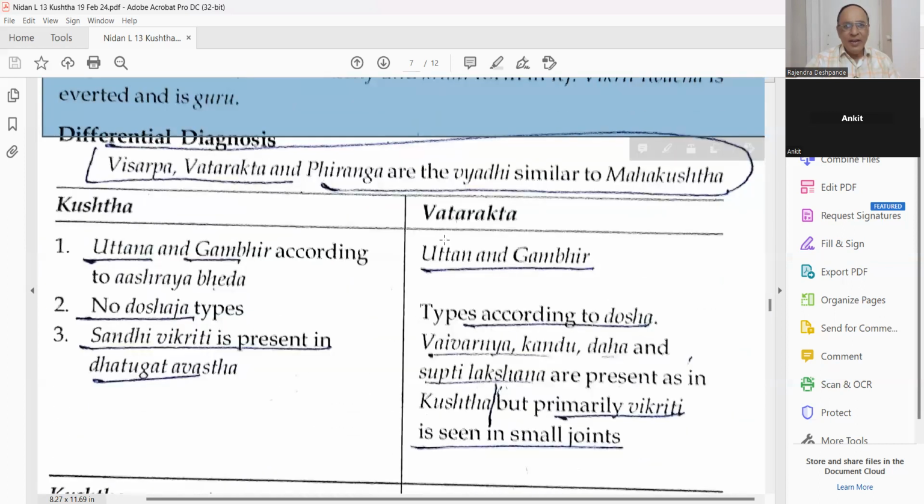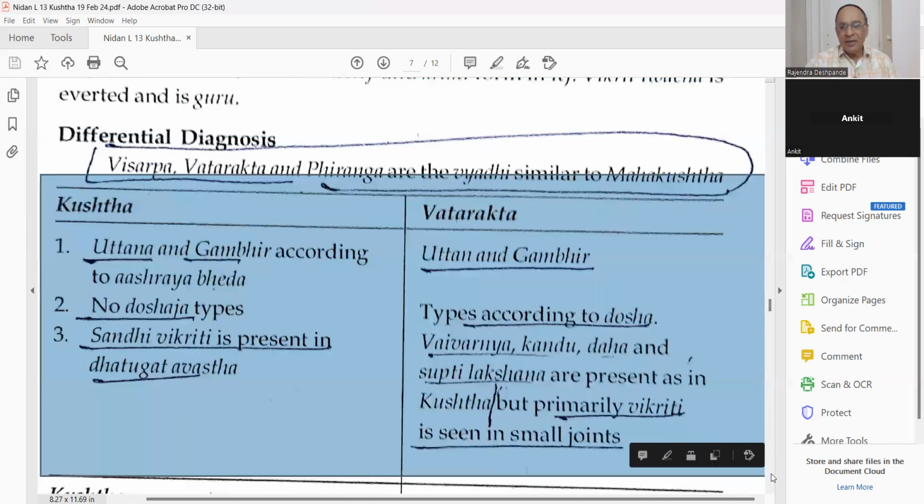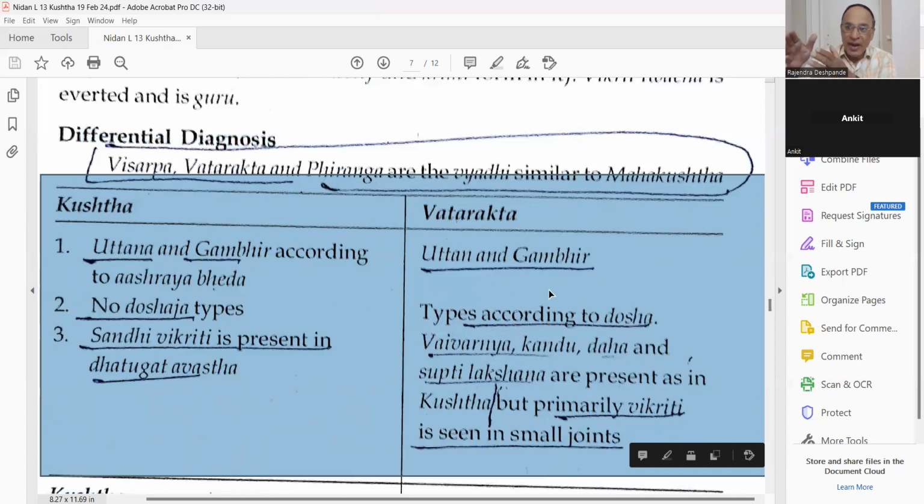Now here, a very important comparison: Visarpa, Vatarakta, and Firanga are very similar Vyadhi to the Mahakushtha. Now, Kushtha and Vatarakta we have already discussed. This can be compared with a type of arthritis. Vatarakta is compared with gout and RA, rheumatoid arthritis. So here you can see Uttana and Gambhira types are there. Vatarakta also has Uttana and Gambhira.